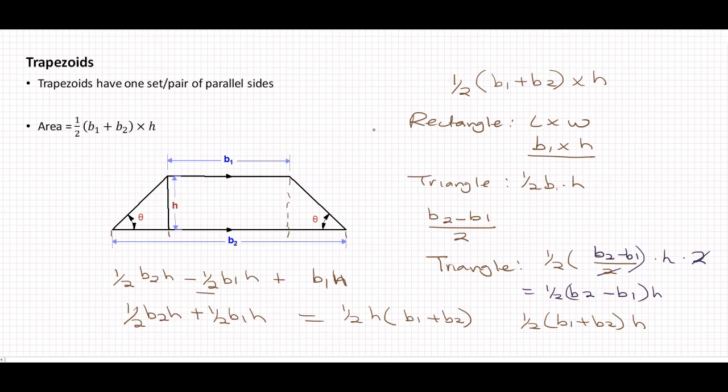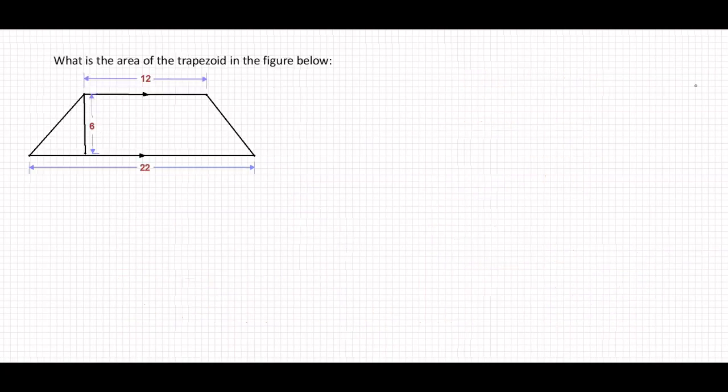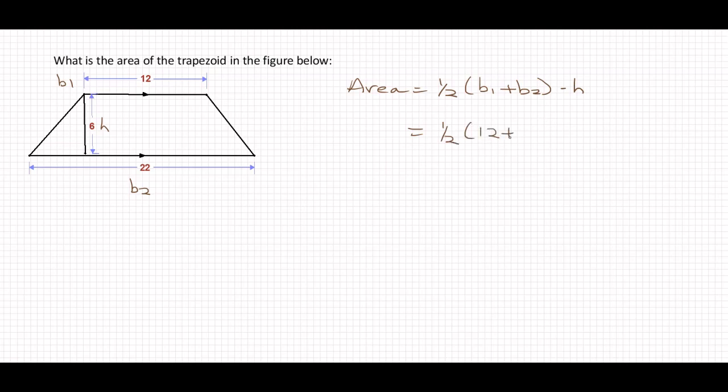So now let's use this to solve some examples together. What is the area of a trapezoid in the figure below? So I'm going to label this B1, I'm going to label this B2, label this H. So the area is 1/2 multiplied by B1 plus B2 multiplied by height. So this is 1/2 B1 is 12 plus 22 multiplied by height, which is 6.